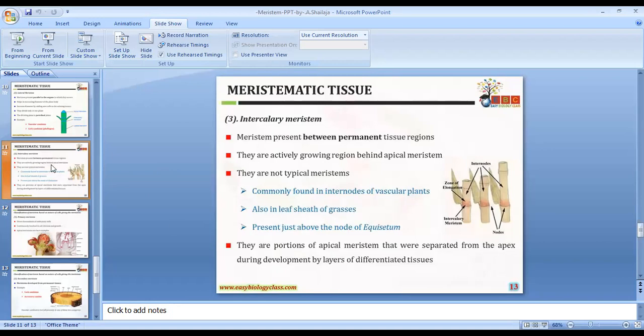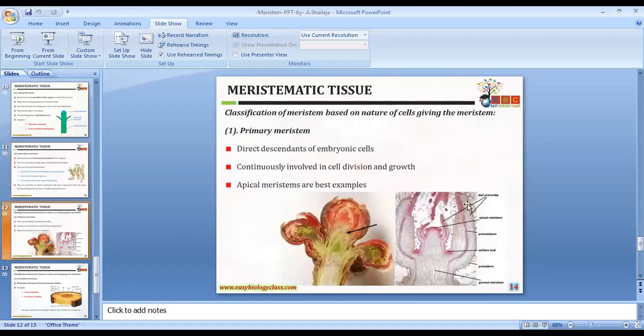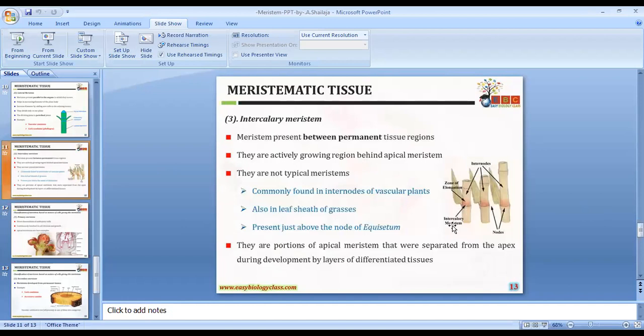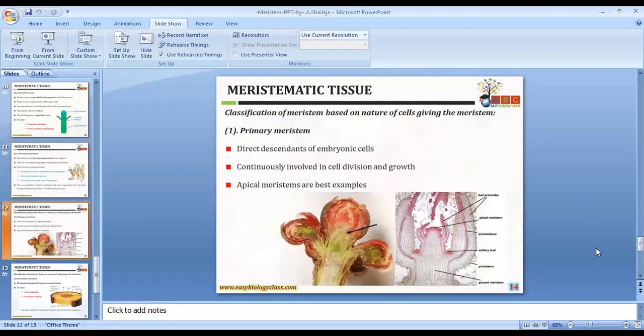See here in this picture, already given is the space between the two nodes, the internode, and the zone of elongation. The new cells are coming this way; that is the intercalary meristem. And the next, we come to the classification based on the nature of cells: primary meristem and secondary meristem. See here, the primary meristem, in this picture clearly given, is the direct descendants of embryonic cells continuously involved in cell division and growth. Apical meristems are best examples.